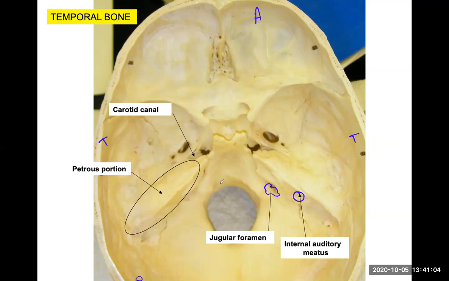Another structure you can see here is this digging underneath the bone right here. Not the hole itself, but that indentation you can see on the side. So right here, where I drew the triangle, this is where a blood vessel called the carotid artery passes through. Because it's digging into the bone, it's called the carotid canal.